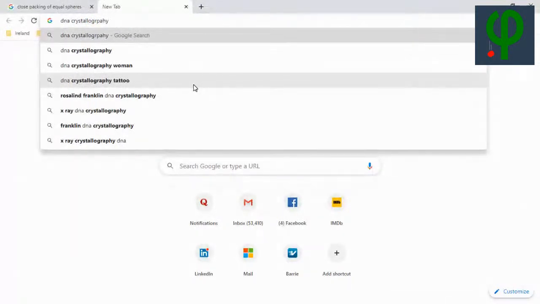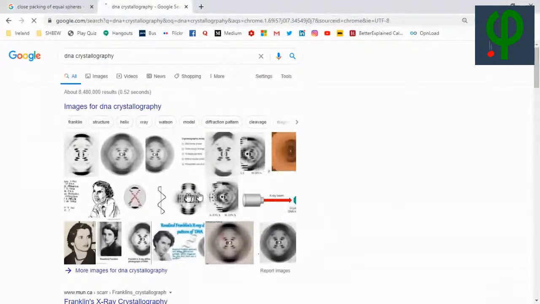So when you're talking about the DNA helix, when you look at it, you don't see any helixes. This is what you see.